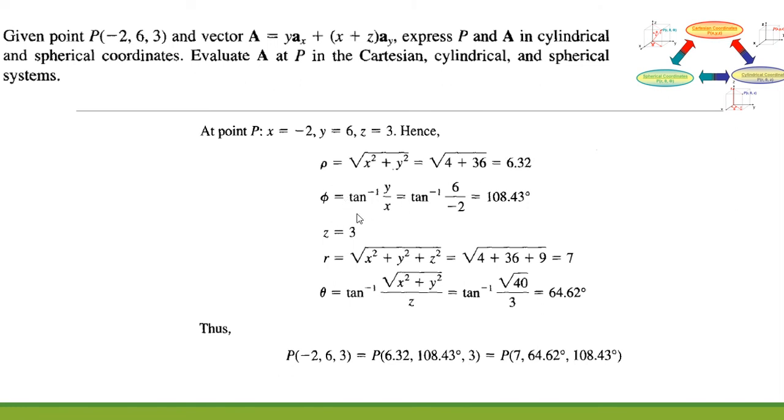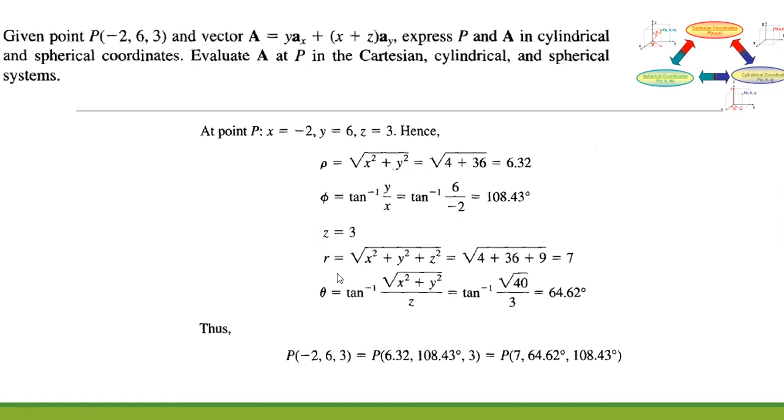And the angle phi will be tan inverse of y by x. Substitute 6 by -2, you get 108.43. And z equal to z, so z equals 3. These three refer to the cylindrical coordinates.